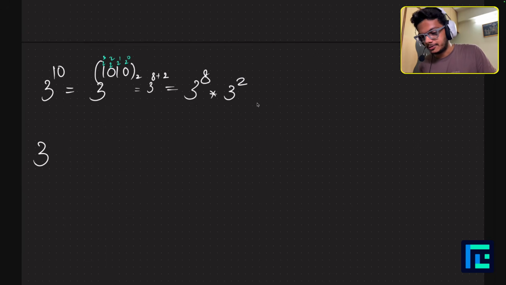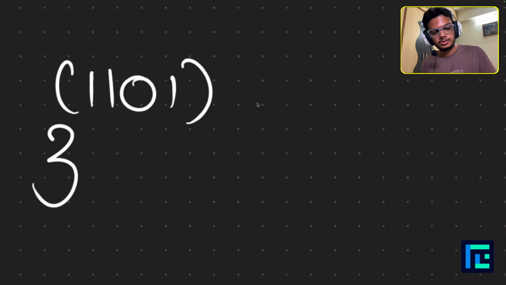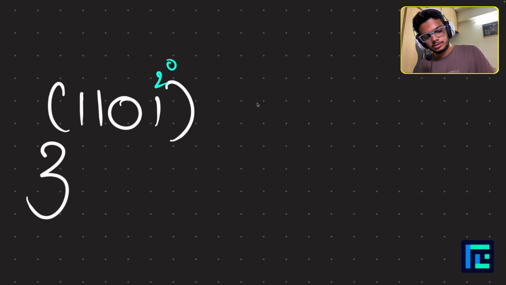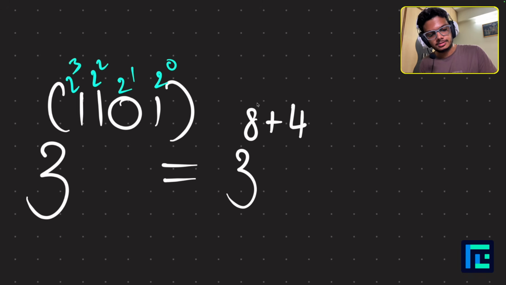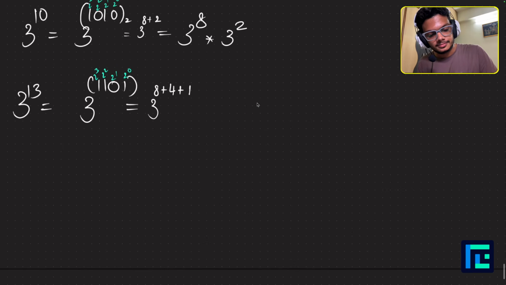Let's say we have 3 power 13. What is the binary of 13? 13's binary looks like 1 1 0 1, which is 8 plus 4 is 12, and we'll have one more here. Let me go again in a little more detail. This is 2 power 0, this is 2 power 1, 2 power 2, 2 power 3. So this can be written as 3 power 8 plus 2 power 2, which is 4, plus 1, which is 2 power 0. So again, this can be written as 3 power 8 into 3 power 4 into 3 power 1.